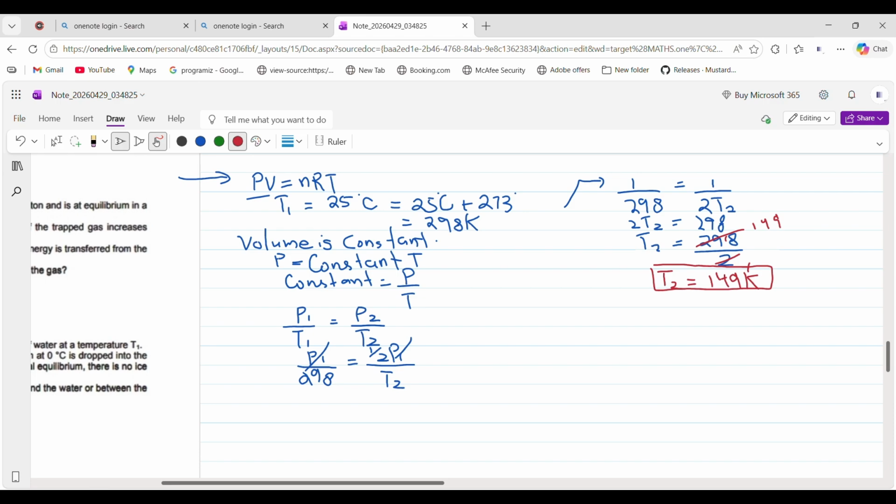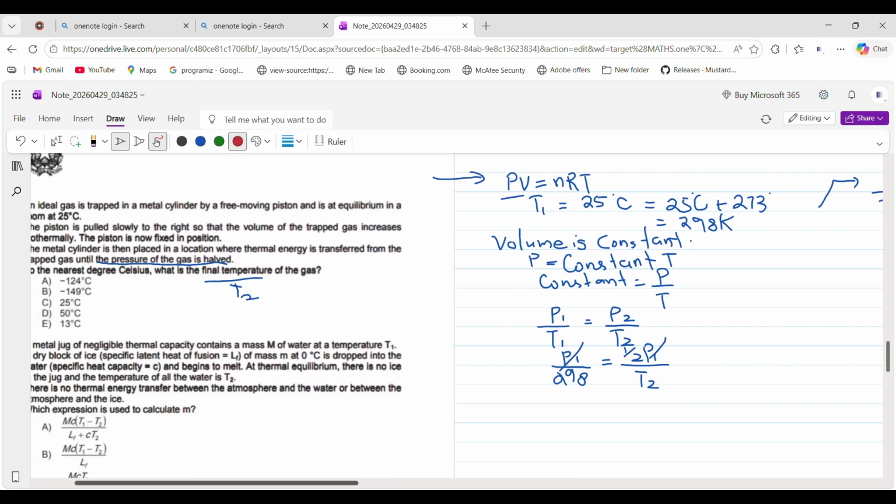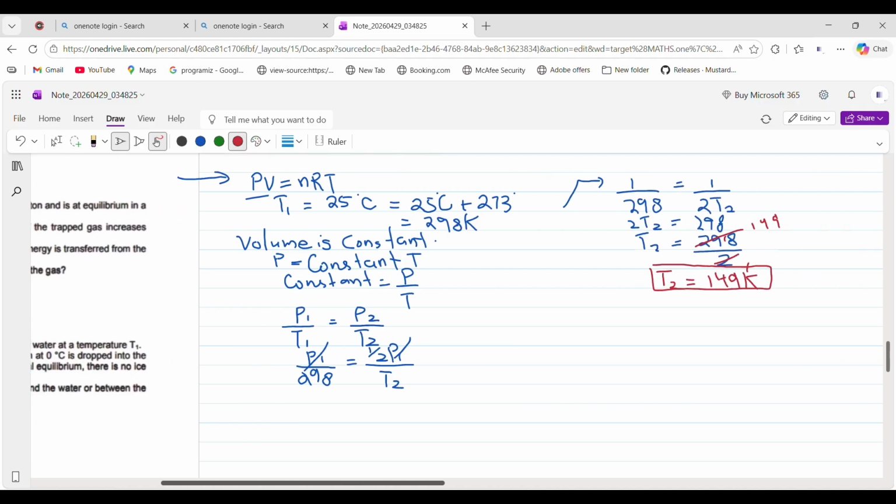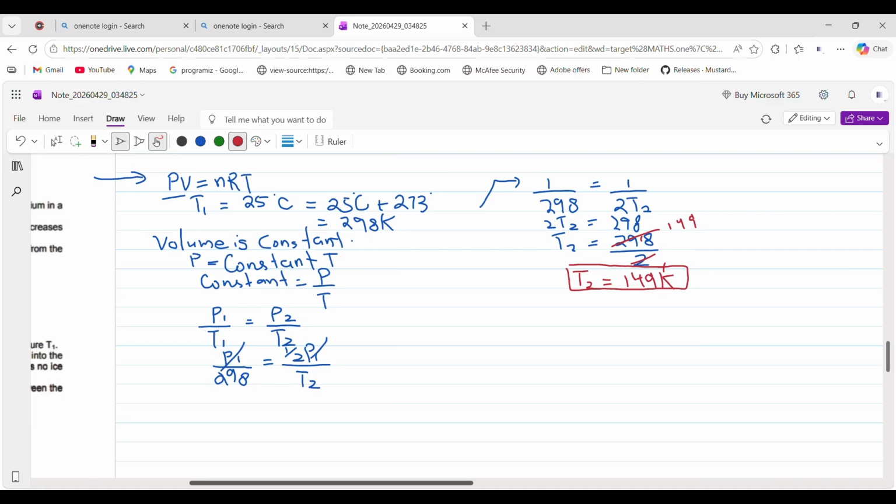Now in the options, if you see, they have given us the temperatures in centigrade. So we need to convert this Kelvin temperature into centigrade first, right? So for converting this into centigrade, this Kelvin is given, minus 273, and what it comes out to be is minus 124 degrees centigrade.